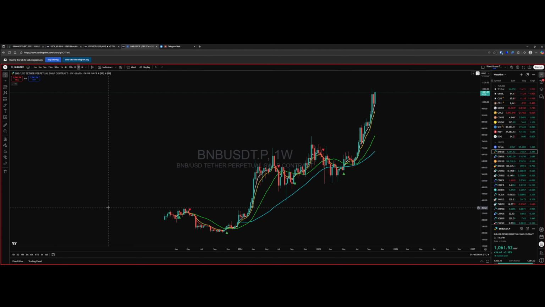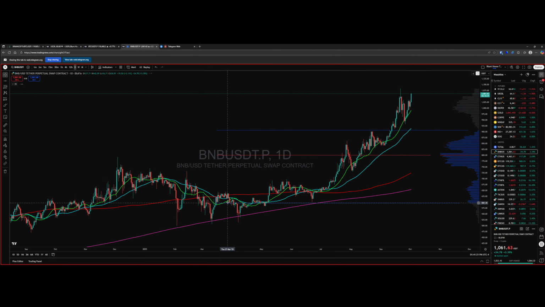BNB weekly chart, runaway freight train, but price will, just like it did back here and back here, eventually tag those levels again. It just will. But this has been an incredibly bullish chart. There's no question about that.